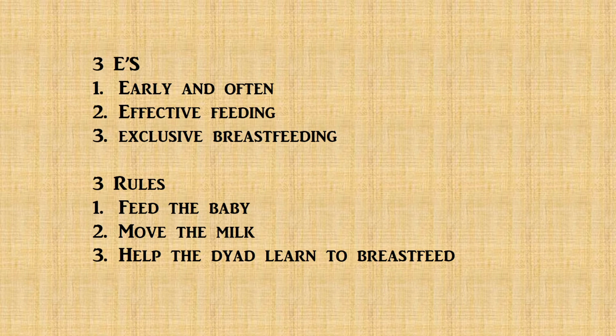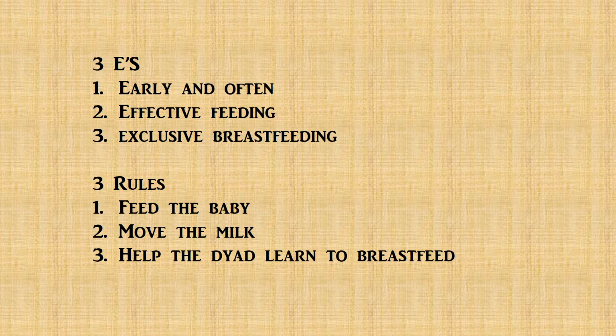In any breastfeeding situations, we can use the 3 E's and the 3 rules. The 3 E's are early and often. This means skin to skin within the first hour and attempts to breastfeed often. The second E is effective. How is the latch? How is the technique? Can you observe milk transfer? The third E is exclusive. This means no supplementation. The goal is for the baby to be 100% breastfed.